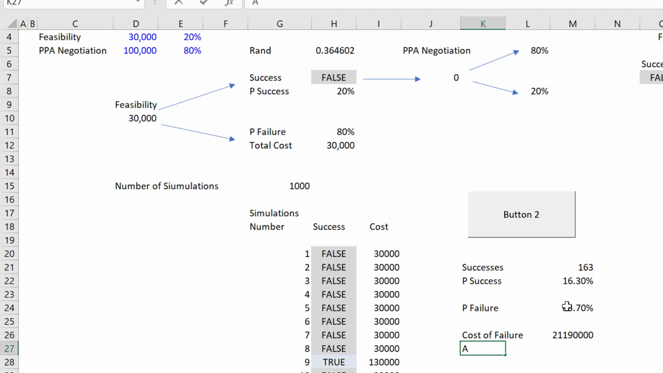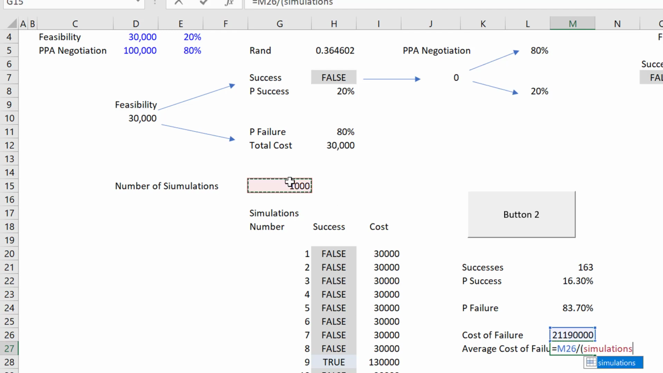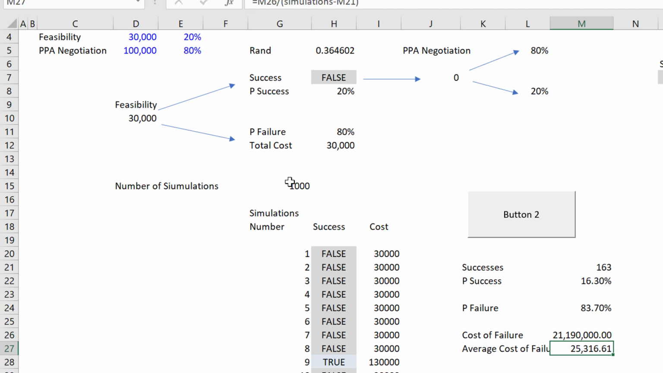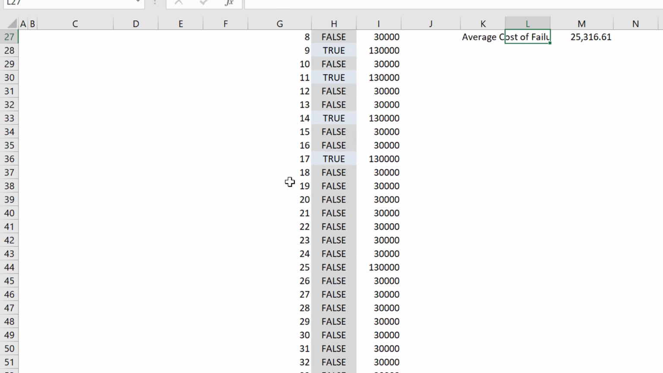Okay, and then we can put the average cost of failure. Okay, and that's just going to be this divided by this one, divided by the number of simulations minus the number of successes. Okay. How's that? All right. Did I mess anything up?